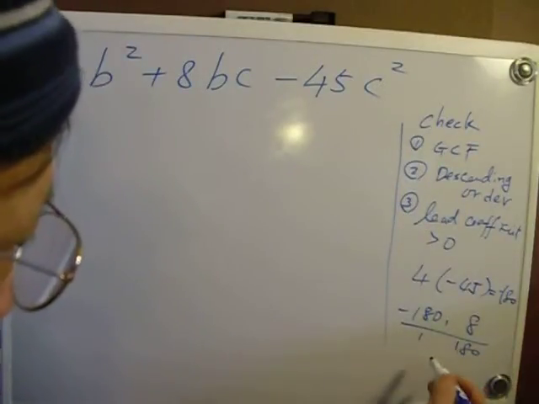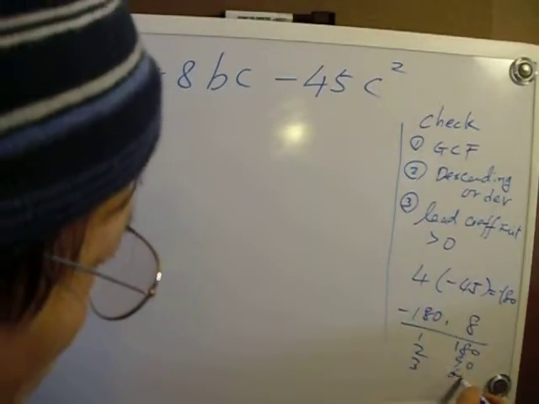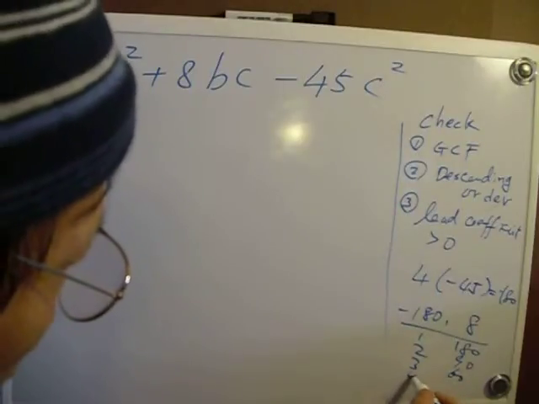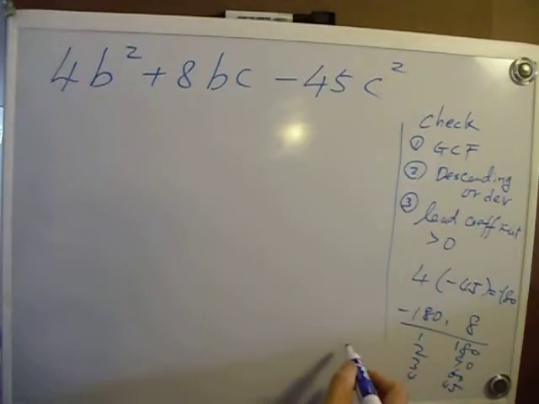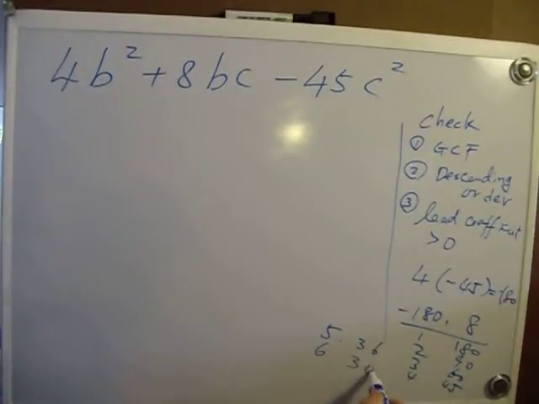So 1 and 180 obviously won't work. 2 and 90 won't work. 3 and 60, too far away. 4 and 45, still too far away. 5 and 36. These are too far away. You cannot get 8, so never mind the sign here. 6 and 30, still too far. Next one, 8, won't work. So let's use 9. 9 and 20, that's getting closer, but still too far away. Next one, 10 and 18. Okay, this one should work.